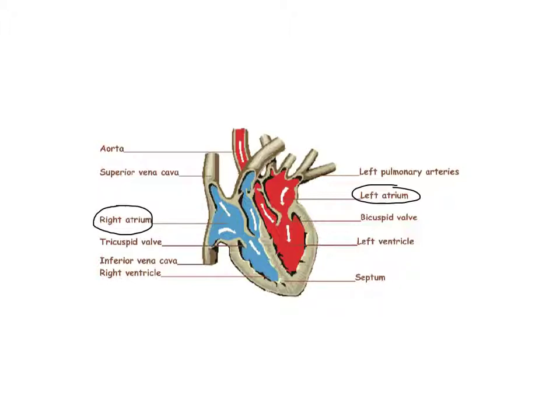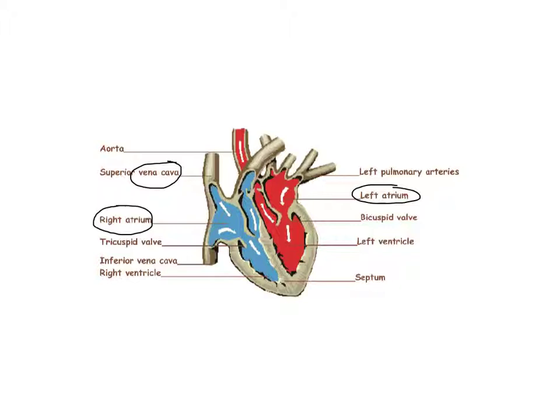So let's start with deoxygenated blood returning to the heart via the vena cava. The superior vena cava delivers deoxygenated blood from the head to the heart, and the inferior vena cava is bringing deoxygenated blood from the rest of the body. It enters the right atrium. It then travels through the tricuspid valve. These valves prevent the backflow of blood when the ventricle contracts. So it travels from the right atrium through the tricuspid valve and then into the right ventricle.